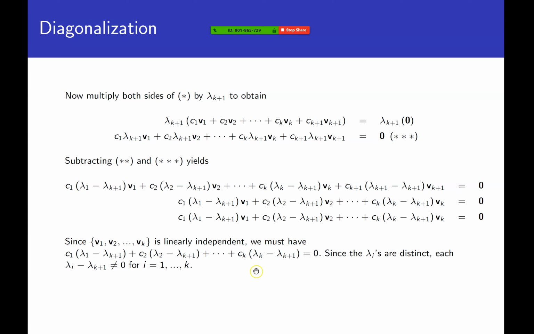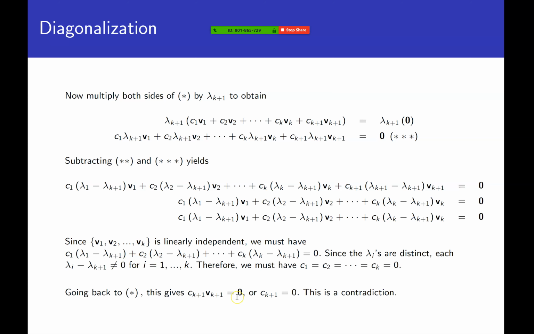Now, we know from the setup for the theorem that they tell us each of the eigenvalues were all distinct. Well, if the eigenvalues are all distinct, then all of these differences, lambda 1 minus lambda k plus 1, lambda 2 minus lambda k plus 1, and so on, are not 0. So that tells us that all of the c1 up to ck have to be 0. That's why it was important for those to be equal signs and not plus signs.